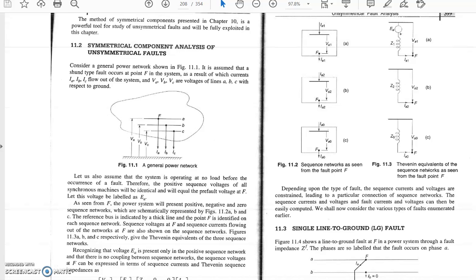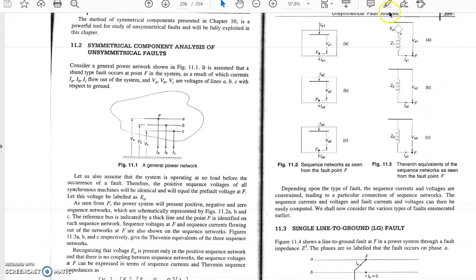So as we have studied earlier, the sequence network seen from the fault point F has current IA1 and voltage VA1. We have studied that the EMF is generated only in the positive sequence network, so it is denoted as EA, with positive sequence impedance Z1, and at the fault point F the voltage is VA1. Similarly, IA2, VA2 with Z2, and IA0, VA0 with Z0.